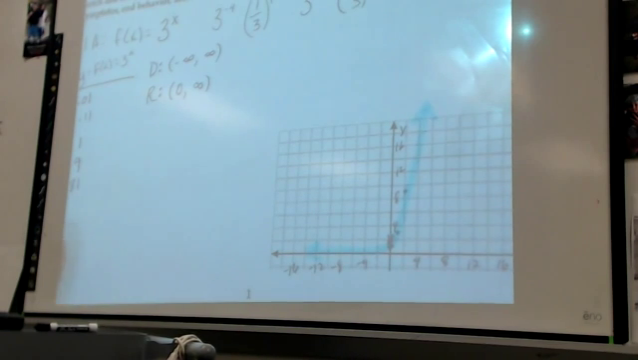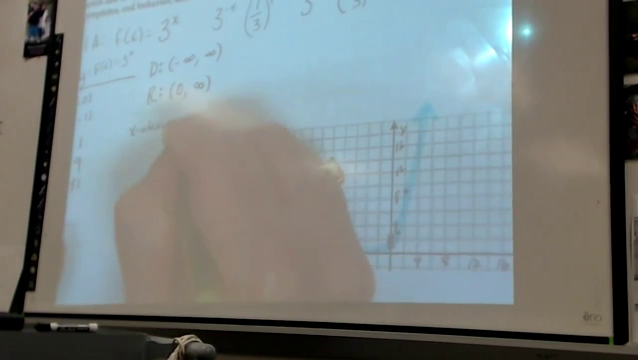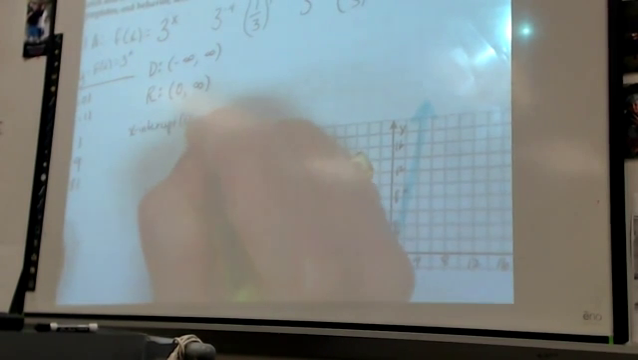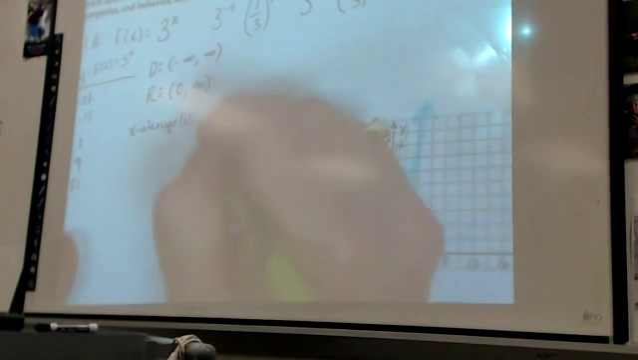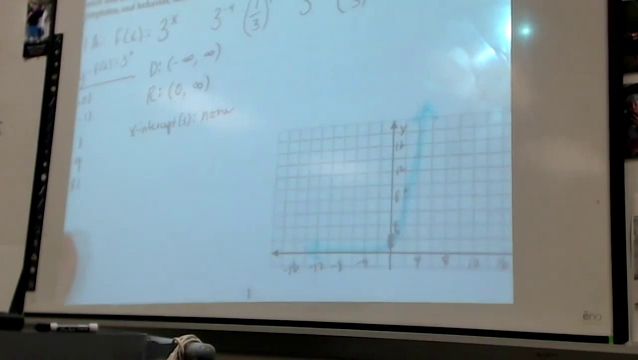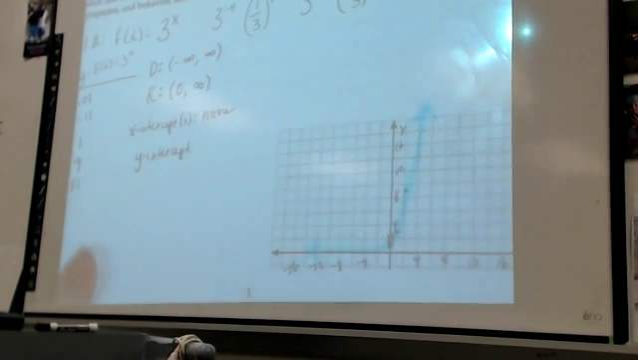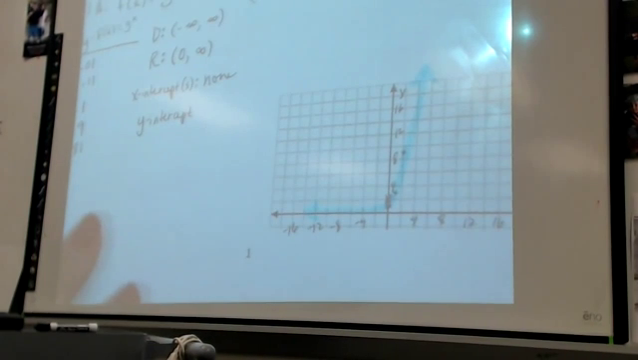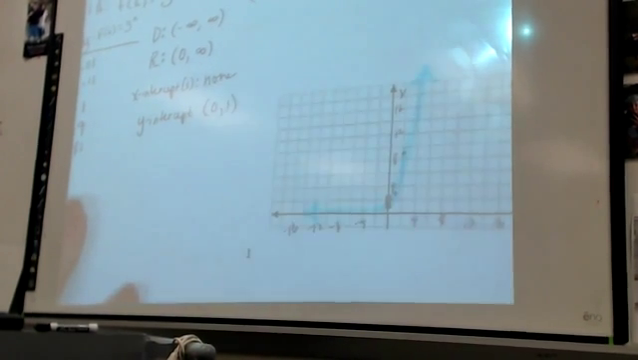Okay, then it says intercepts. Well, a function can have one or more x-intercepts, but what about this one? Where does it cross the x-axis? It doesn't. So this one has none. Now, a function, to be a function, can only have one y-intercept, and this one does have a y-intercept. Where does it cross the y-axis? At 1. So 0, 1. I like to put it as a point.